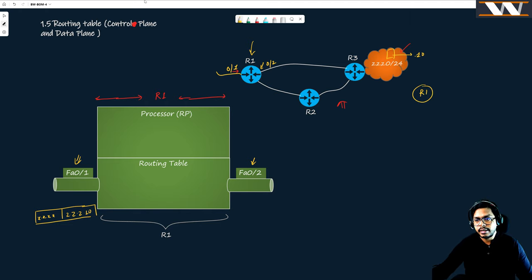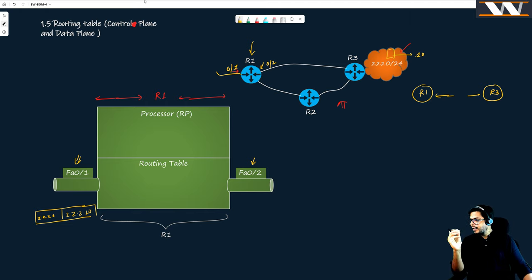Okay. So I am saying here R1 and R3. R3 specifically wants to share this route z.z.z.0 with R1, right? It means they should talk with each other. Because if they are talking, that should be in the same language.